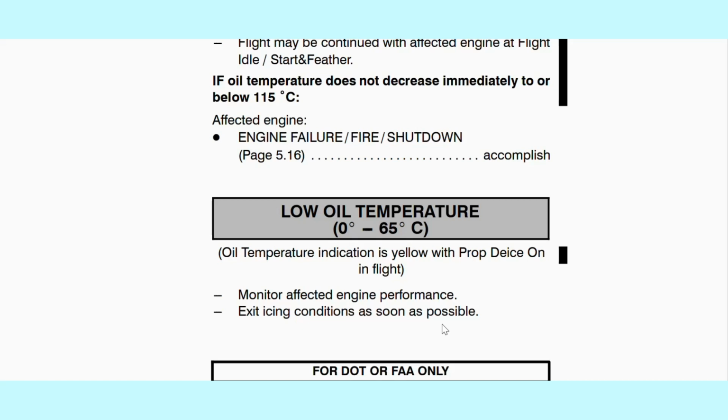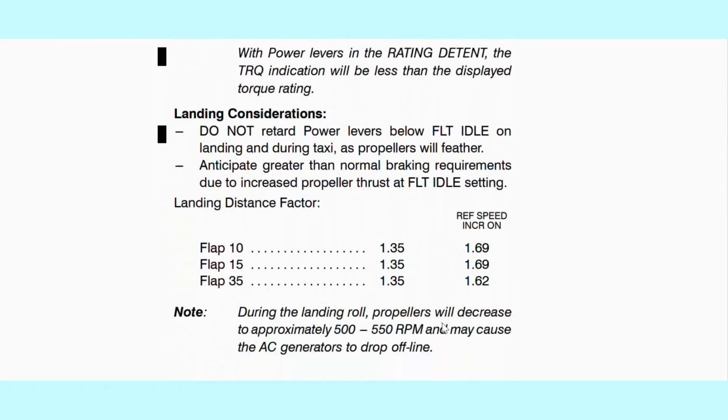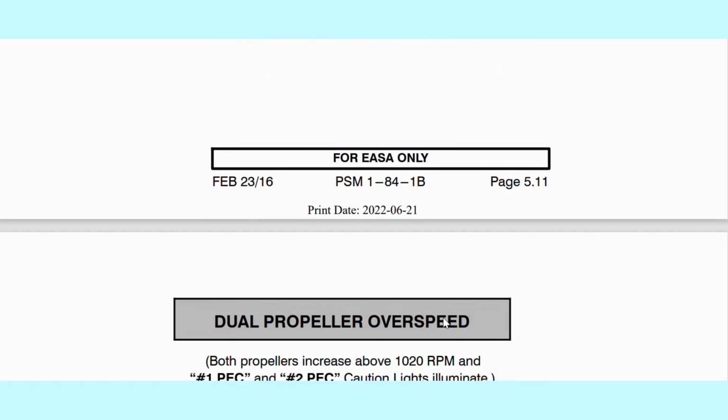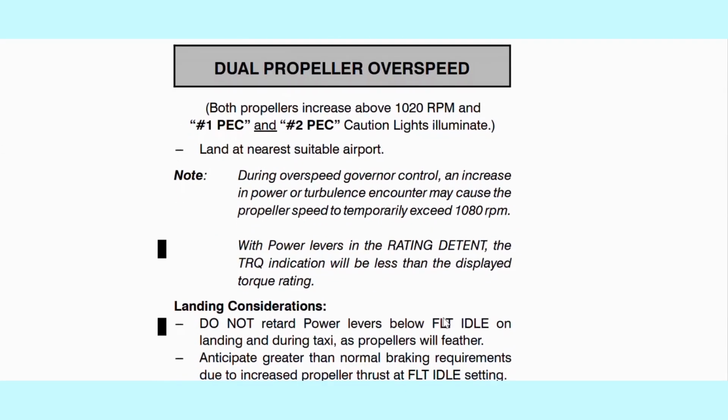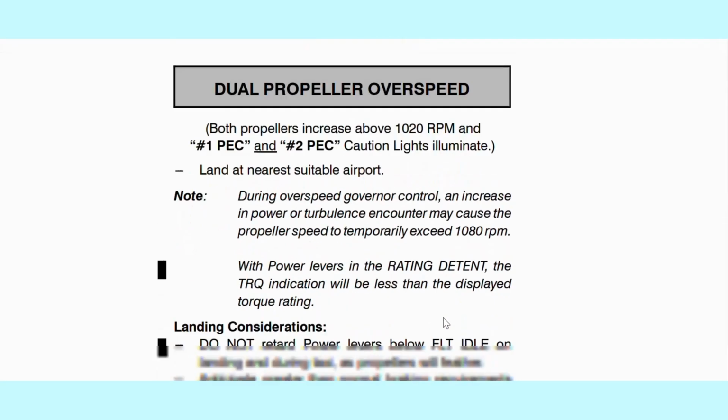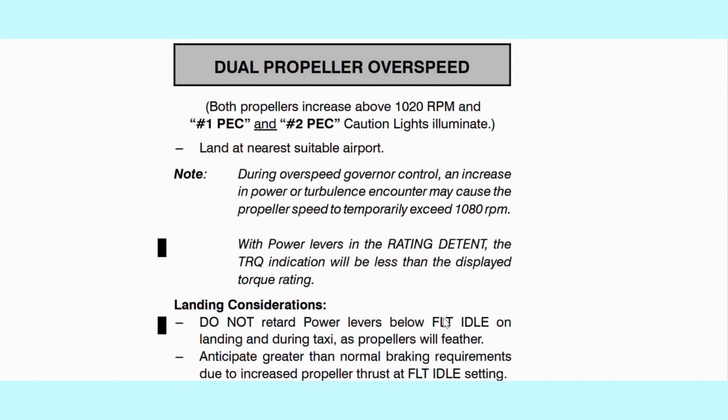Okay, so for dual propeller overspeed, basically propeller overspeed means that the RPM is going to go beyond 1020. It's going to go to 1071 or somewhere around there. Both of them will turn amber, and you'll have number 1 PEC and number 2 PEC caution lights. There'll be a bit of noise, so you don't have to panic. You just look at your RPM gauge and see the RPM has shot up, so what do I do? It just says land at the nearest suitable airport.